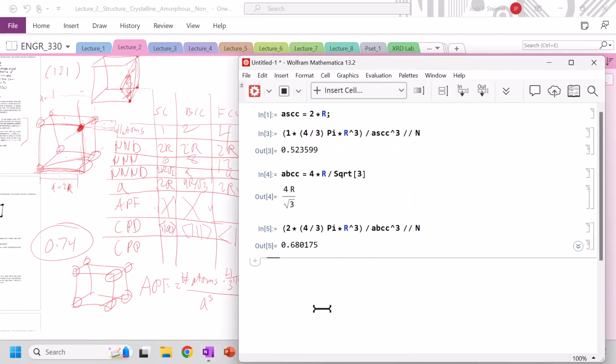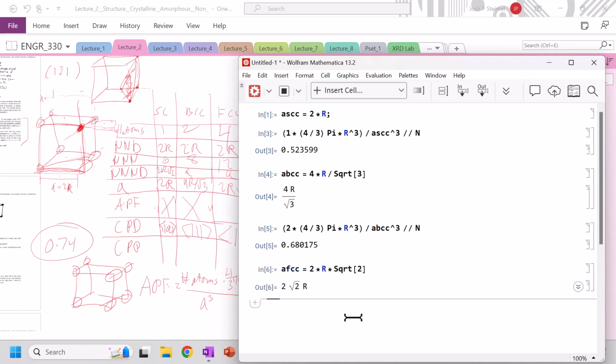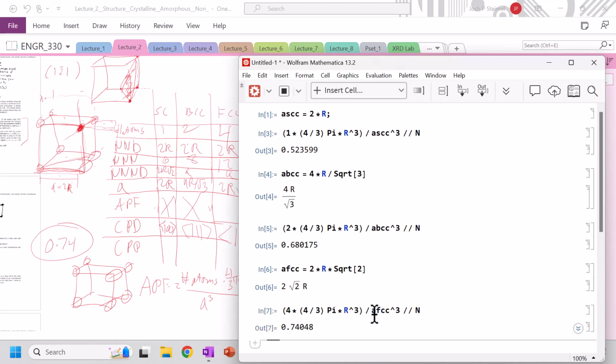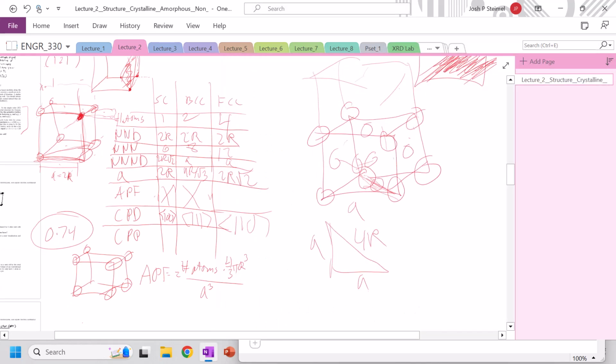Then finally, atomic packing factor. Well, we have our A for FCC. A_FCC equals 2 times R times square root of 2. And we know we have 4 atoms. So again, we can just copy and paste here for A_FCC. And what do you know, there's the one. So that is a close pack structure. FCC is indeed a close pack structure.